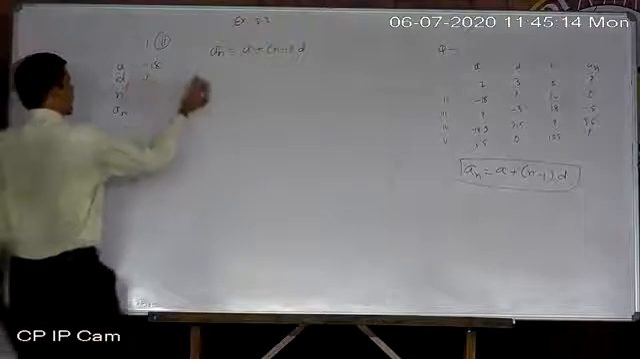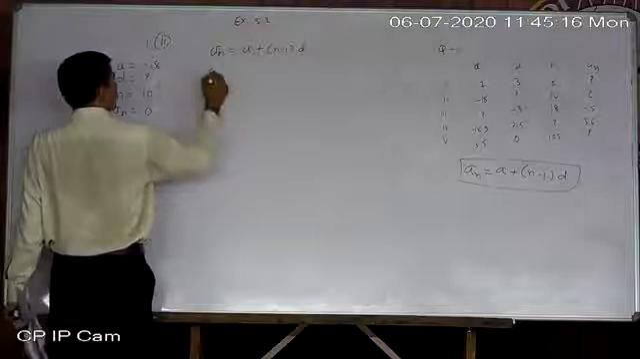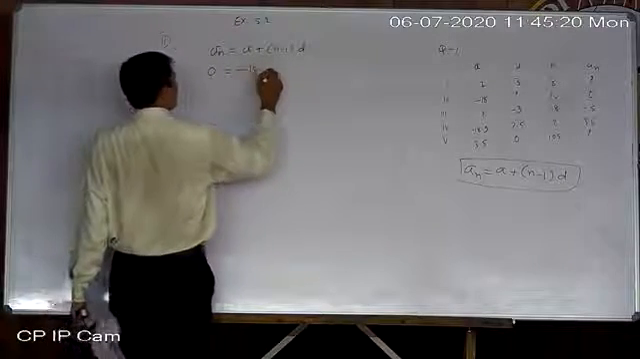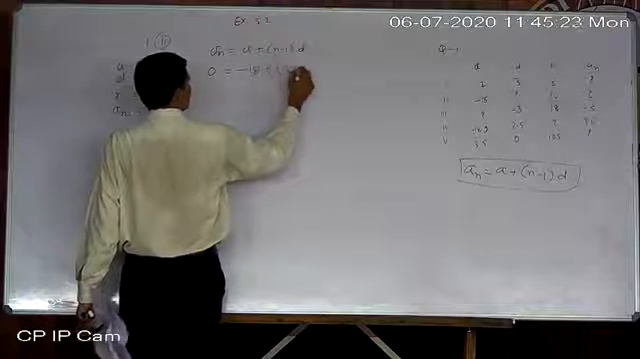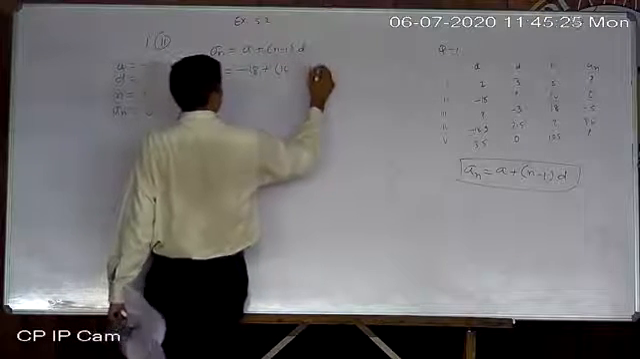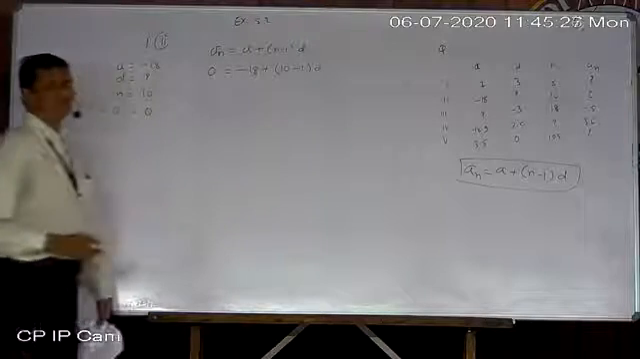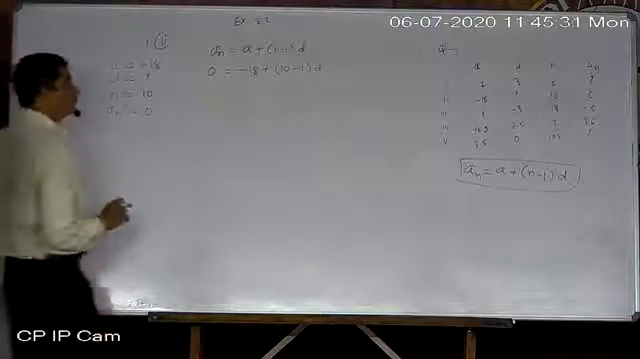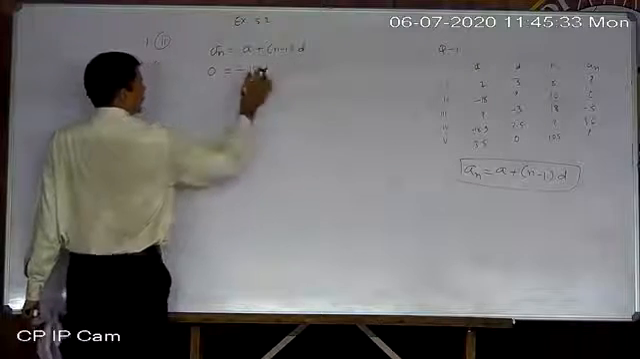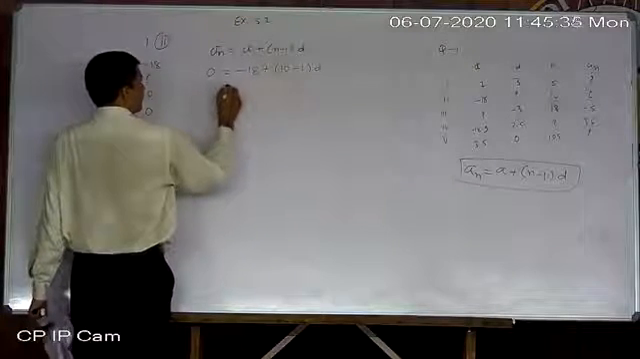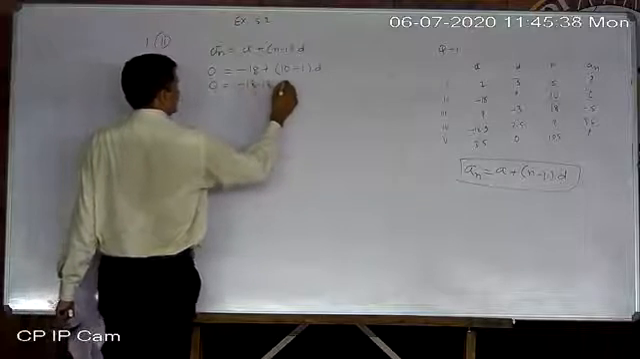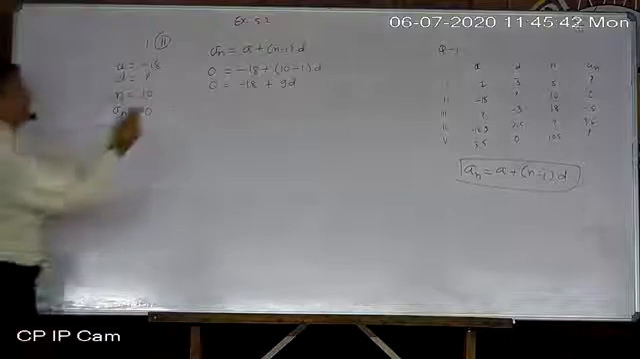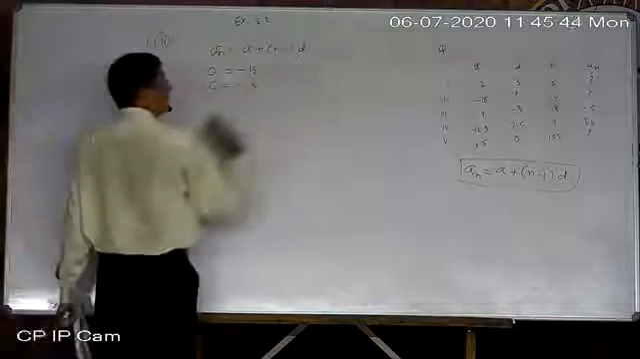Now place our values. an is 0, a is minus 18, plus n is 10, minus 1 as it is, and d remains d only because it is not given. That we have to find. Now first of all, simplify that. So minus 18 plus 9d, because 10 minus 1 is 9.